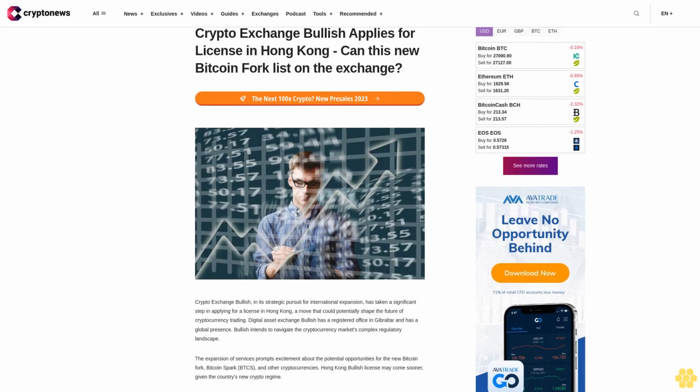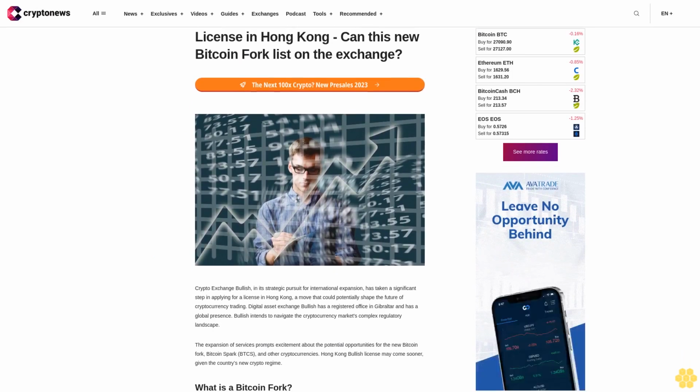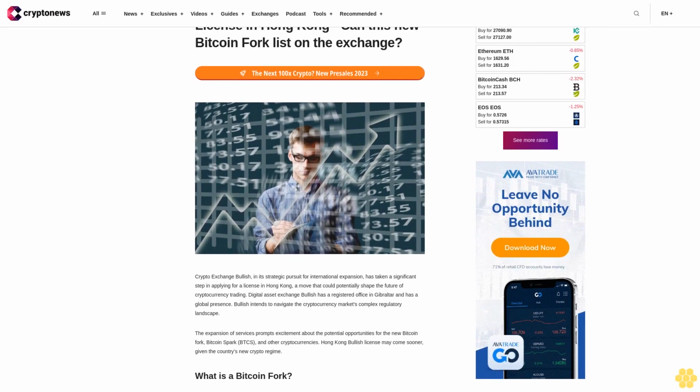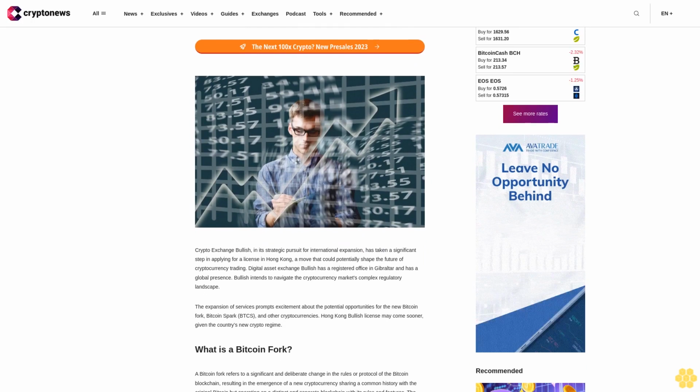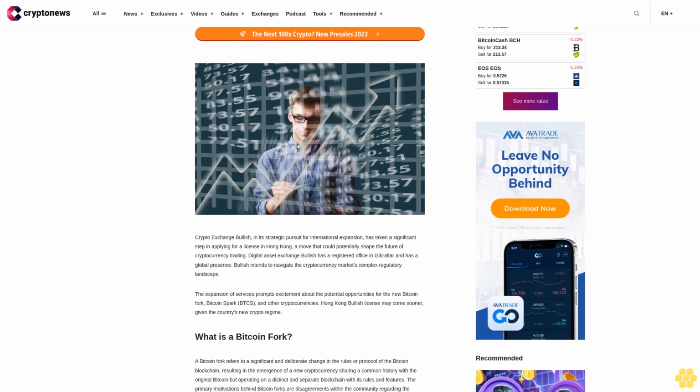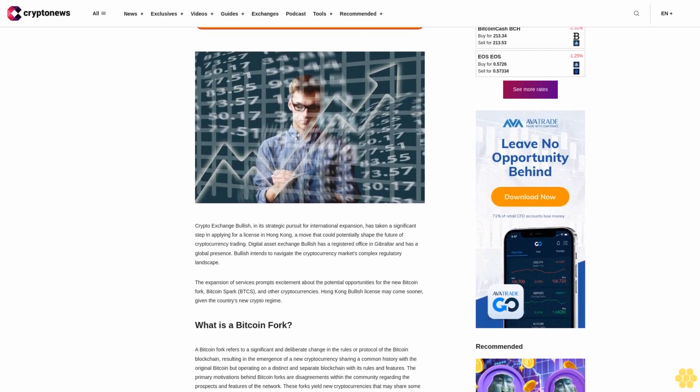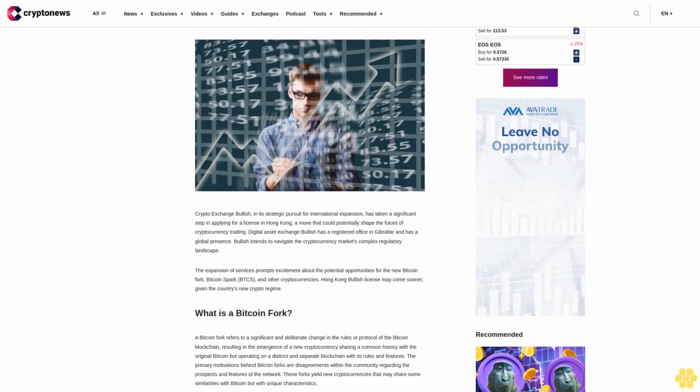Crypto exchange Bullish applies for a license in Hong Kong. Can this new Bitcoin fork list on the exchange? Crypto exchange Bullish, in its strategic pursuit for international expansion, has taken a significant step in applying for a license in Hong Kong, a move that could potentially shape the future of cryptocurrency trading.